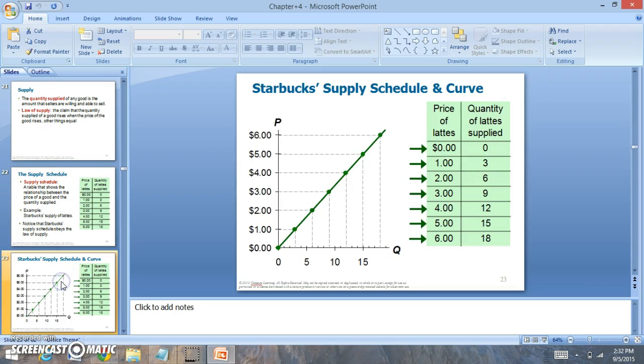Now let's go over to the supply side. Supply deals with the price of a product and the amount that is supplied at each price level. You'll notice as the price of a product increases, suppliers want to supply more in the market. And that's key. That's going to be the law of supply. Law of supply is a positive relationship between the price of a good and the quantity supplied.